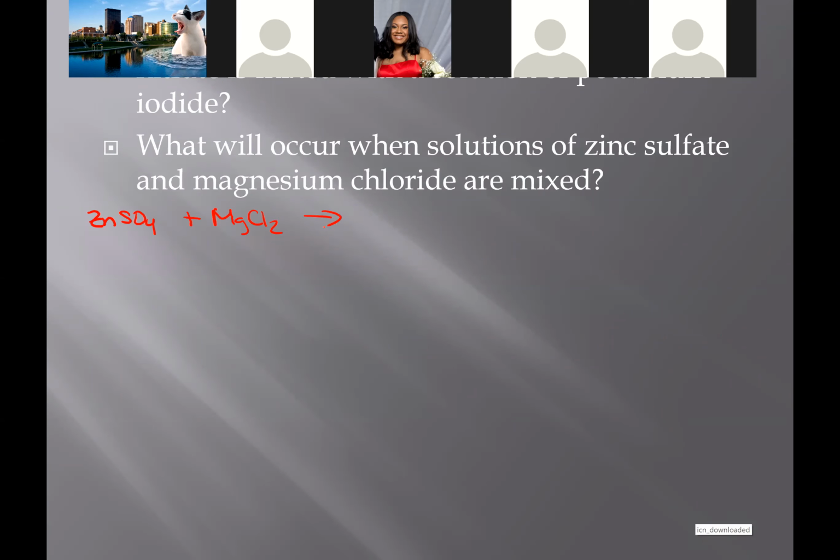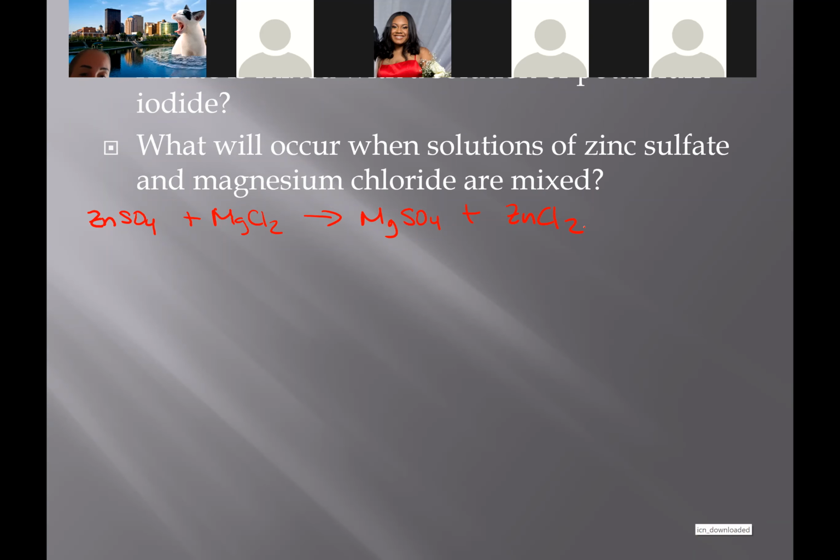What are some products? Magnesium sulfate. Okay, can you give me the formula for that? MgSO4. Okay, and then the other product? Zinc chloride, it would be ZnCl2. Okay, good job. So anything here that you can write off the bat, maybe say it's aqueous? Not that I know of actually, that I remember.